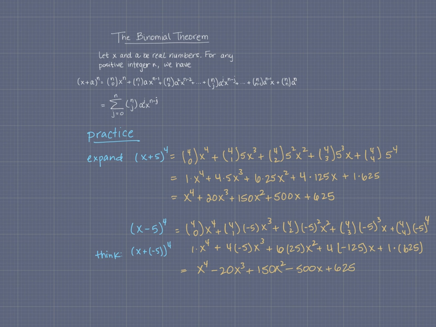Our expanded answer is x to the 4th minus 20x cubed plus 150x squared minus 500x plus 625. So you notice almost everything is the same except for a couple minus signs. You can see that our first sign is a minus sign and then it alternates plus, minus, plus.